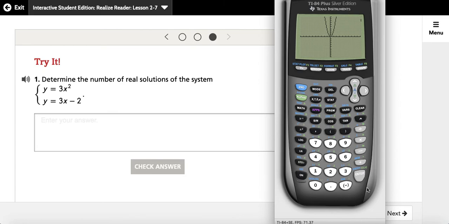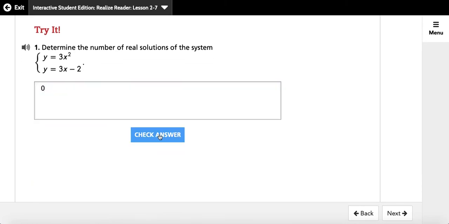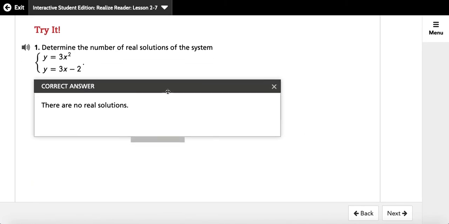Am I going to be able to see the answers? I'm going to zoom in a little bit here, right about where I want to zoom in. Let's zoom in. I don't think they cross. Yeah, they're not intersecting, so I'm going to say 0. There are no real solutions.